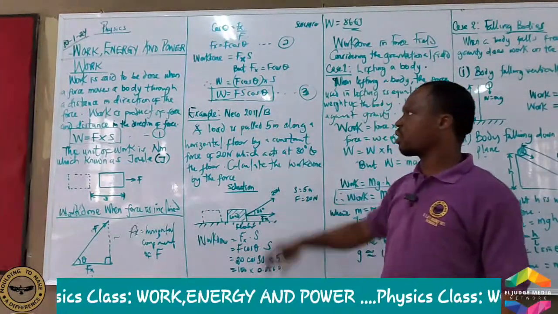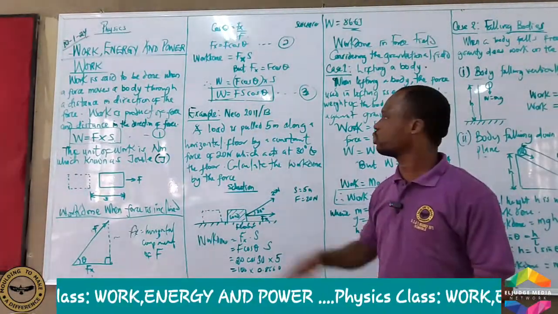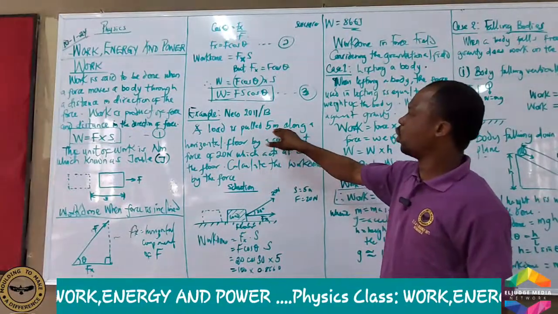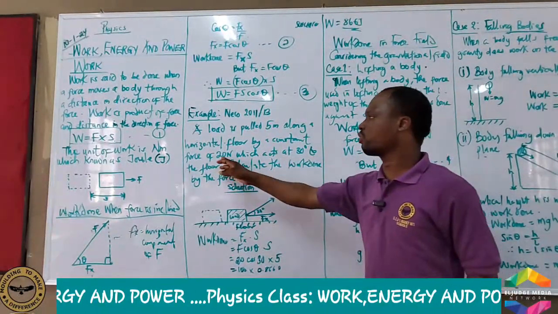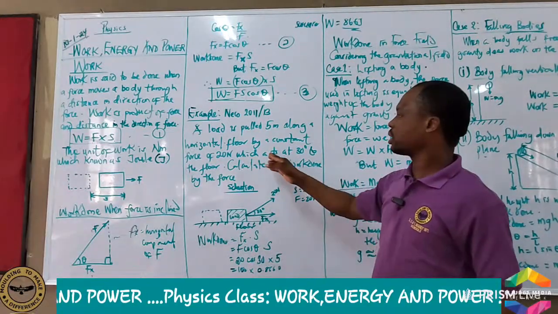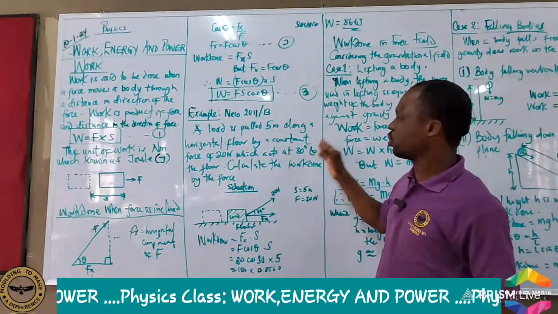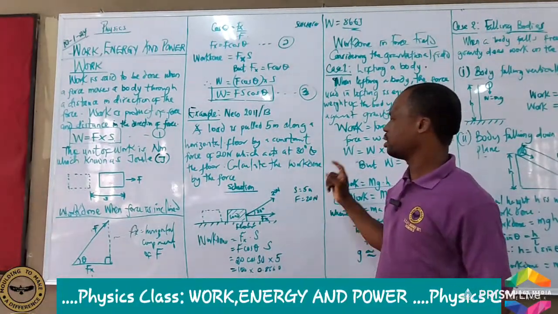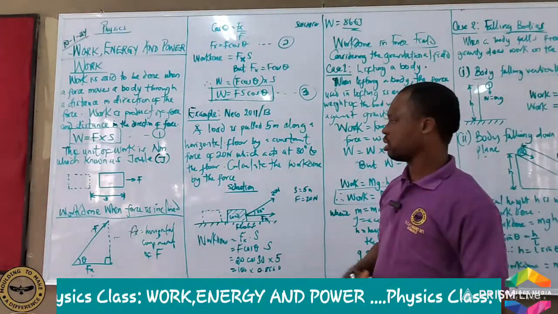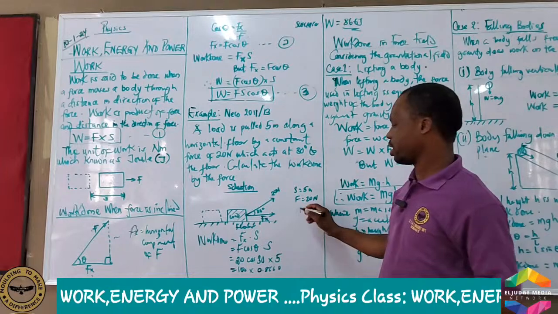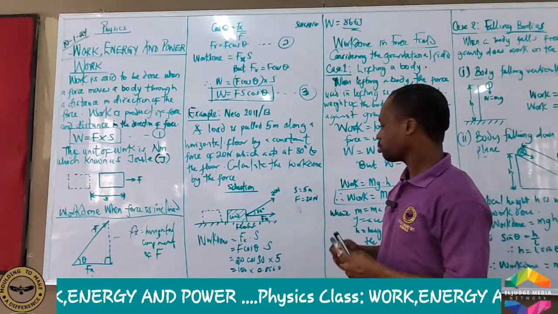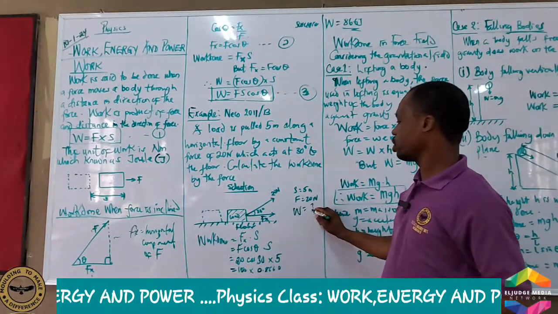Now let's look at this NECO question, 2011 question 13. A load is pulled 5 meters along a horizontal floor by a constant force of 20 Newton, which acts at 30 degrees to the floor. Calculate the work done by the force. We are looking for the work done by the force. The W is what we are looking for.